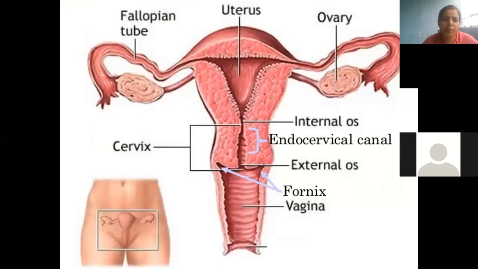Now, ovary and fallopian tubes you are seeing. Where do you see the ovaries? We have already discussed uterus, fundus, body, cervix, vagina, isn't it? And these are the fallopian tubes, and these are the fimbrial ends of the fallopian tubes where we find ovaries.